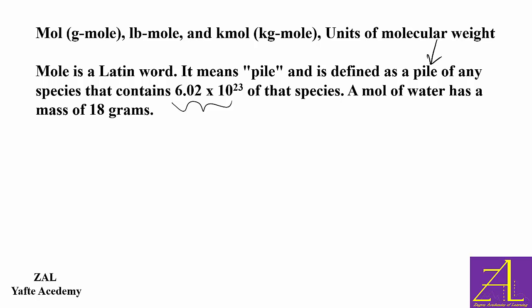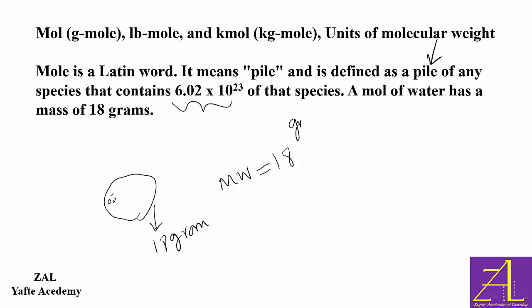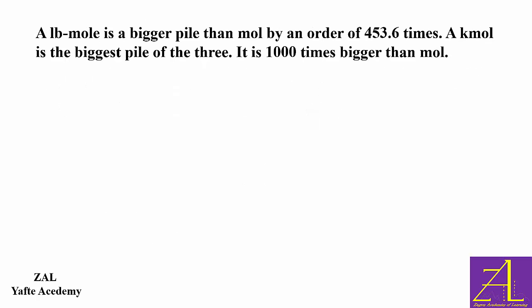It means that if I put together this number of molecules of water and then weigh it, this pile is gonna be 18 grams. This is called the molecular weight of water. Therefore, molecular weight of water is 18 and its units is grams per mole. The way we write mole or pound mole is this way. If we write it in the units, we are going to use this spelling for pound mole, this, and kilomole, that spelling.